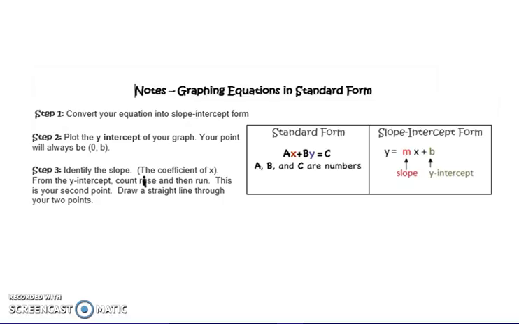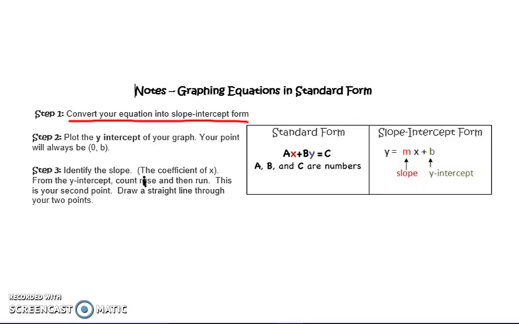Now, the big thing when we talk about graphing equations in standard form, we cannot just pull our slope and our y-intercept like we did when they're in slope-intercept form. So our first step needs to be to convert the equation into slope-intercept form. We've been doing this in class a couple times, and you guys kept asking why we needed to do it. Well, here's why. Because now when we go to graph it, it's going to make your life very simple.